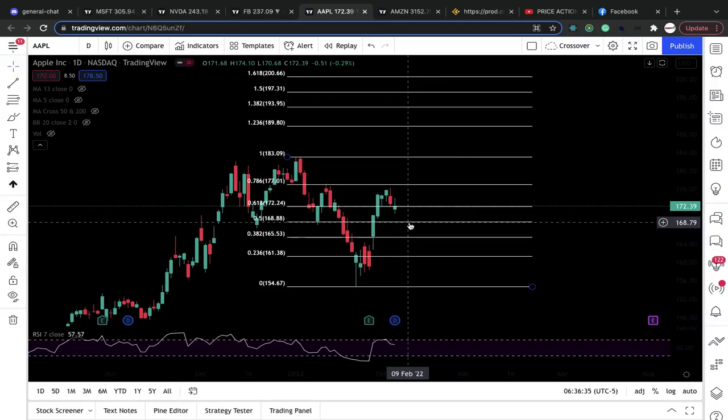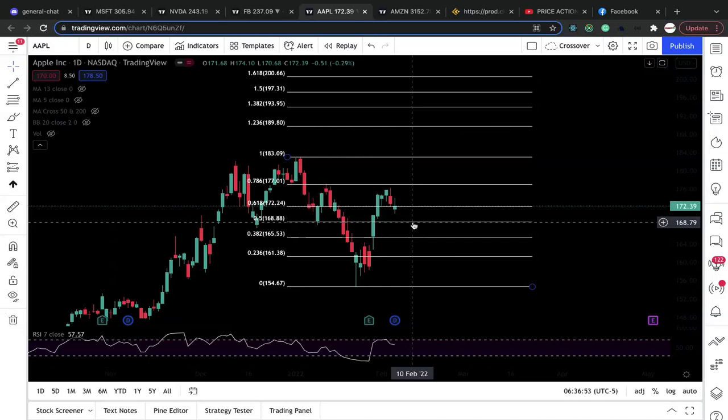So 168.88, the 50% retracement level, will be my equilibrium for being a bull or a bear. Above it, I am a bull. Below it, I am a bear. Okay, guys, keep it that simple. I know it's not easy, but keep it that simple.